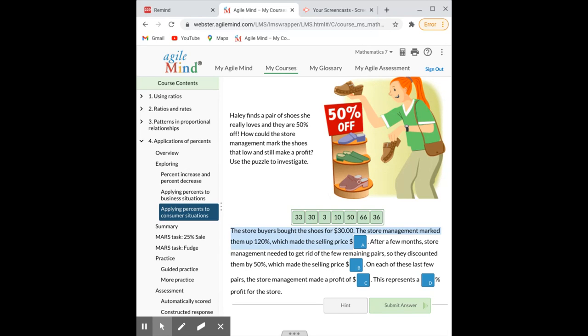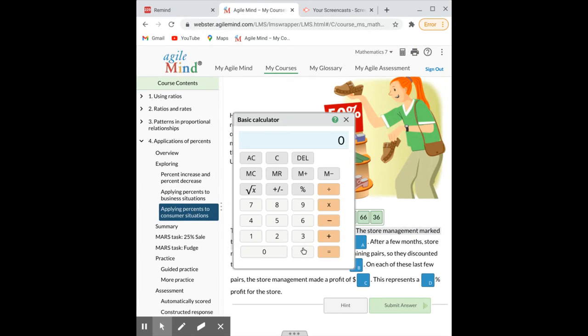If we mark something up, is that going to be adding or taking away? Adding. All right, because we're trying to find the selling price, and it's marking it up, right? So that means the price is going to increase, so we're going to add to it. So if we're doing that, how would I put that in the calculator, Vincent? $30 plus 120%.